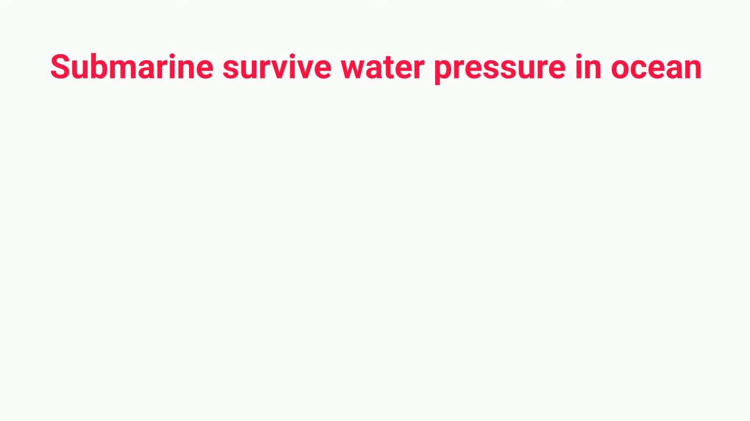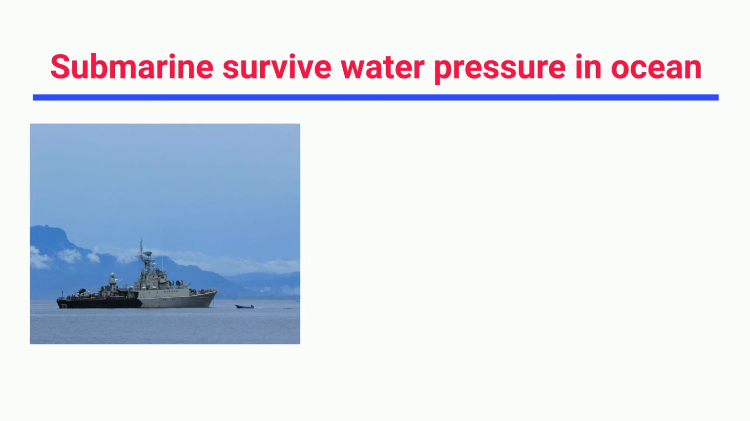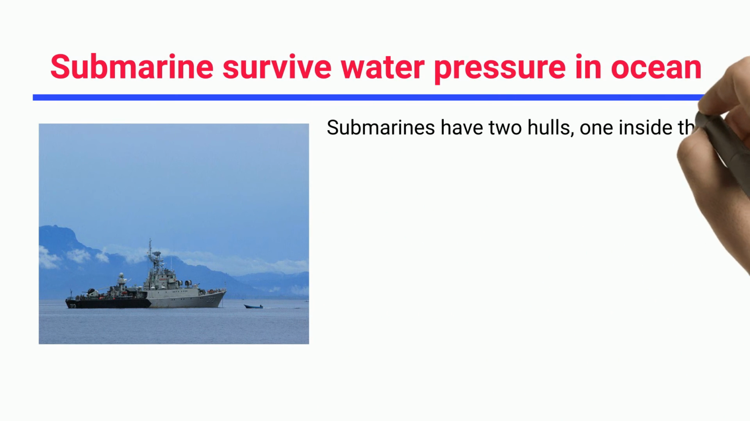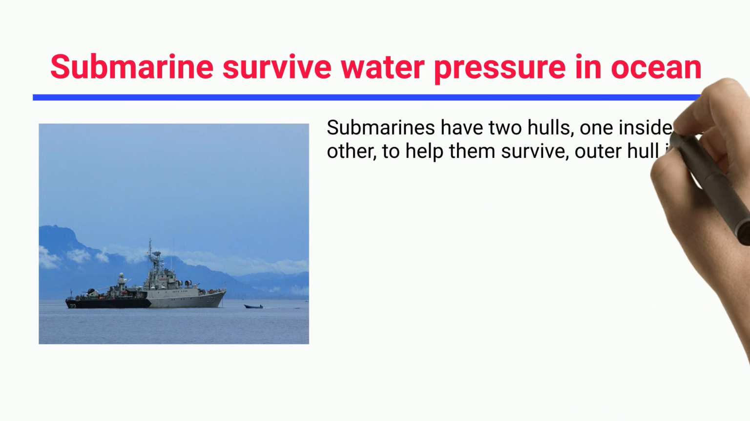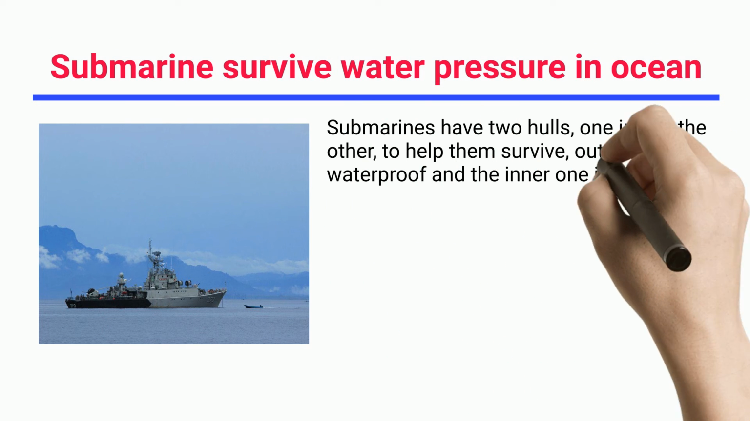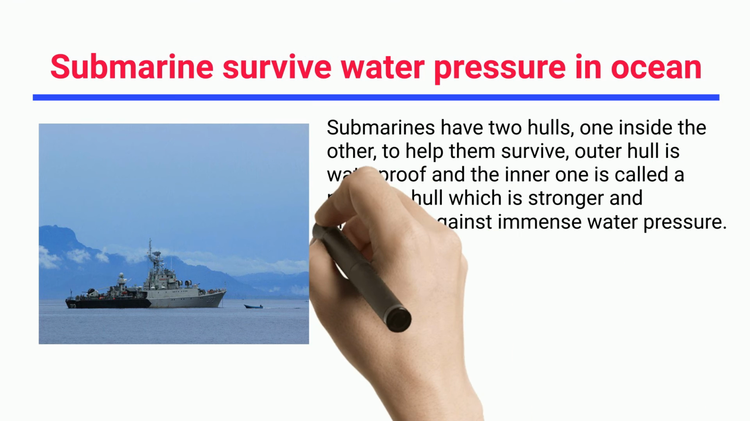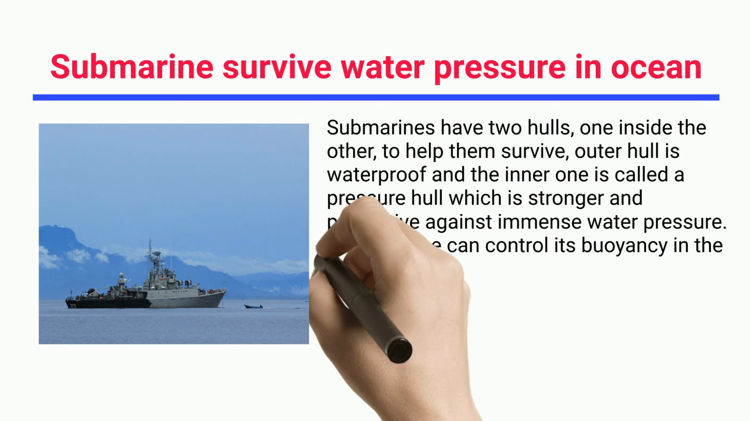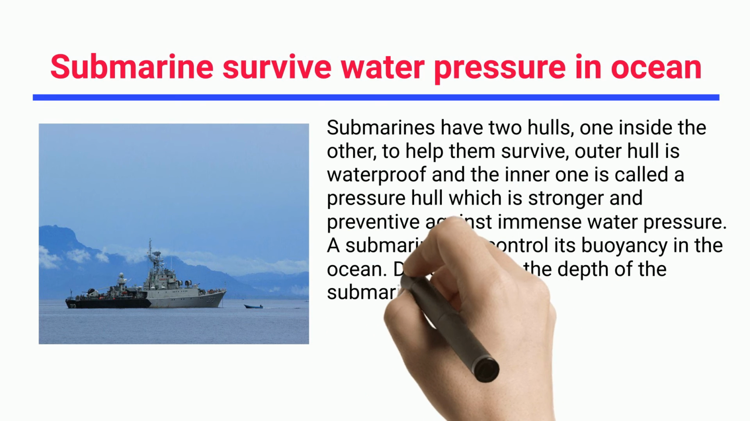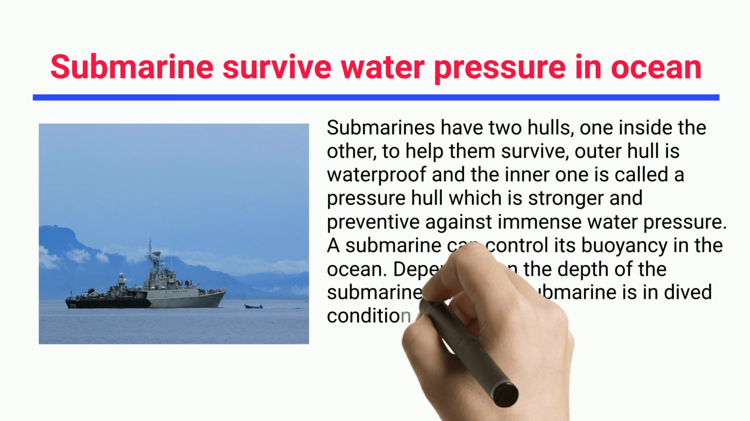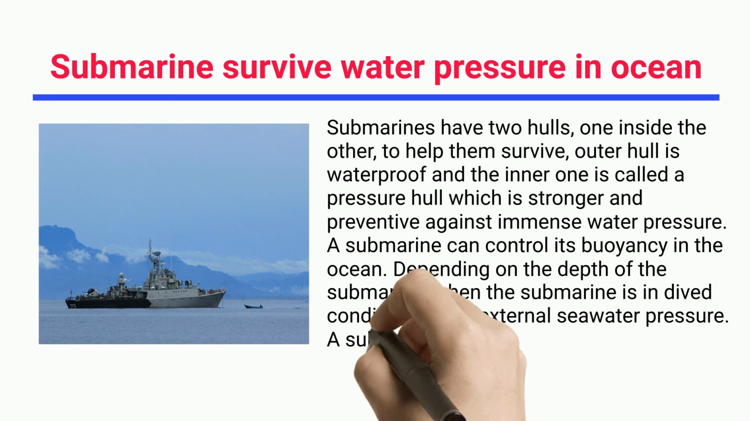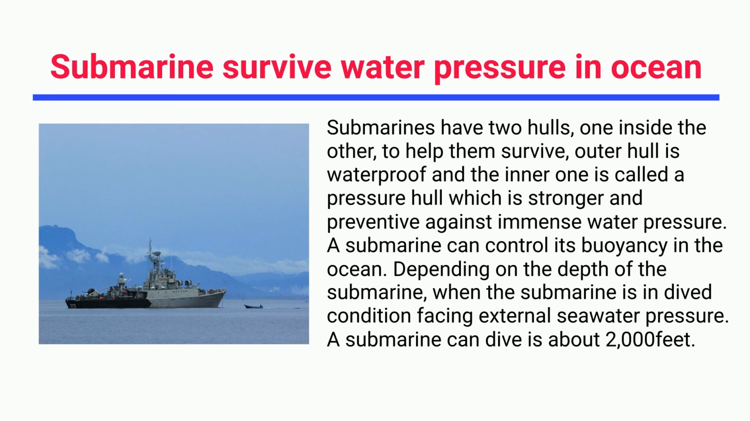Submarines survive water pressure in ocean. Submarines have two hulls, one inside the other, to help them survive. The outer hull is waterproof and the inner one is called a pressure hull, which is stronger and protects against immense water pressure. A submarine can control its buoyancy in the ocean. Depending on the depth, the submarine in dived condition faces external seawater pressure. A submarine can dive to about 2,000 feet.